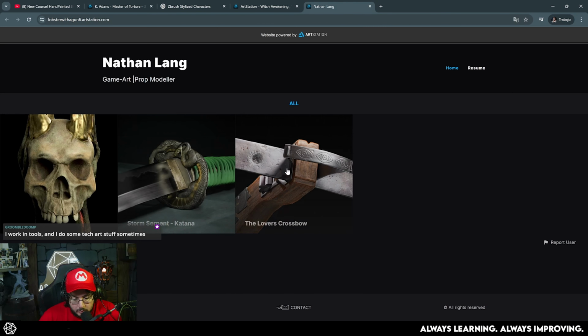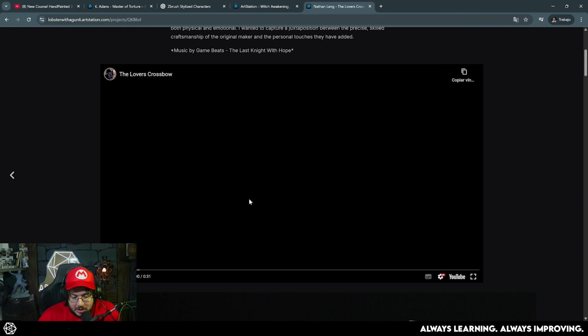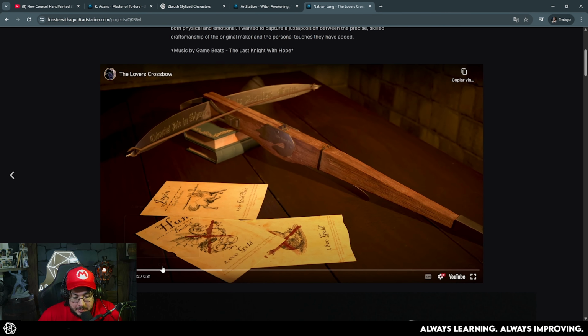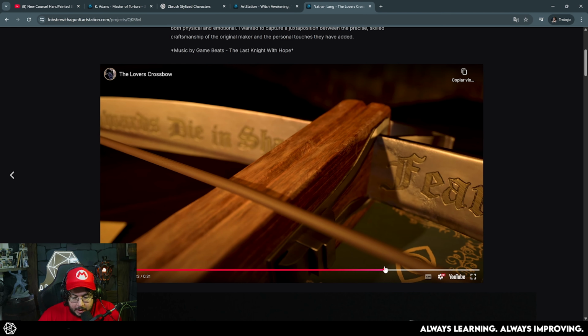Okay, let's take a look. Okay, the lovers crossbow. Immediately, I like this. It is very important, guys. When you're preparing your thumbnails for YouTube, and this I can tell you with a lot of experience, you need to make them quite interesting. This is not a good thumbnail. It just looks very old school, like PlayStation 1 quality, right? Even if the model is good or the story is good, if the thumbnail is not good, people are not gonna click on it.